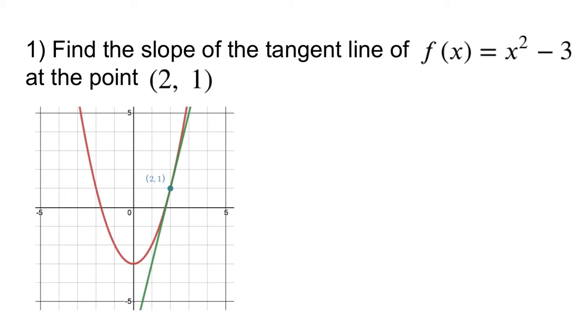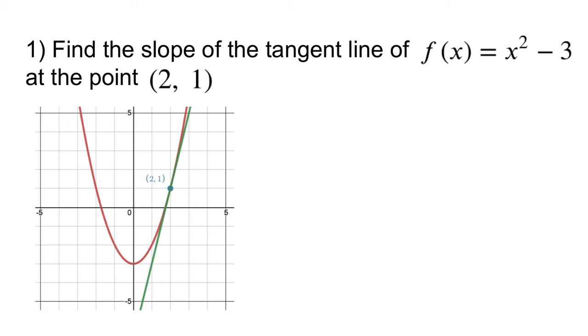So here's what I'm looking for. See this green line here? This green line is what I'm hoping to find the slope of. The red line is the curve x squared minus 3. This green line is the tangent line of the curve at the point 2, 1. You can see how it just touches the curve at that particular point. So how do we find that?